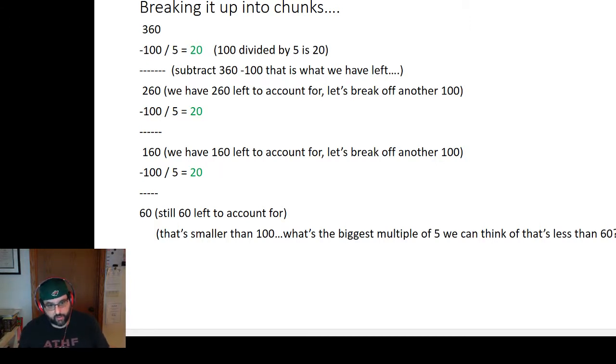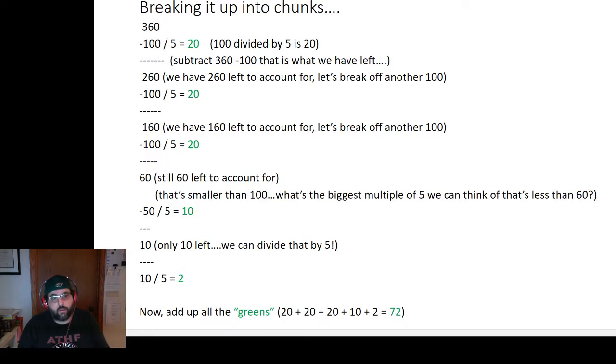That's smaller than 100, so we can't take another 100 out of 60. What's the biggest multiple of 5 that we can think of that's less than 60? Well, 50 is divisible by 5. When you're thinking of the biggest numbers you can think of, you could take the number we're dividing by, 5, and multiply that by 10. So 5 times 10 is 50. Is 50 smaller than 60? Yes. So let's try to take that away.